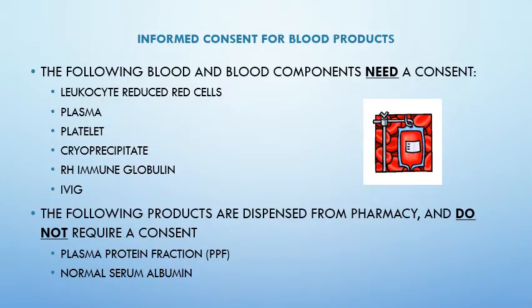Most blood products do require consent. This includes leukocyte-reduced red cells, plasma, platelets, cryoprecipitate, Rh immune globulin, and IVIG. If you are giving any of those, you need to make sure that there is a signed consent on the chart before you administer it. There are a couple of blood products that do not require consent. These are dispensed from pharmacy. This includes your plasma protein fraction, or PPF, and normal serum albumin.